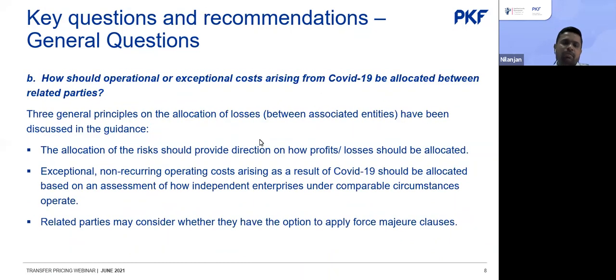Let's get into how should operational and exceptional costs arising out of COVID-19 be allocated between related parties. Because of COVID-19, there have been several different categories of operational and exceptional costs. So the allocation is the key. And for the allocation of these costs, the allocation of risks is something which provides guidance, which says how it should be allocated, depending on the entities which are taking risk.